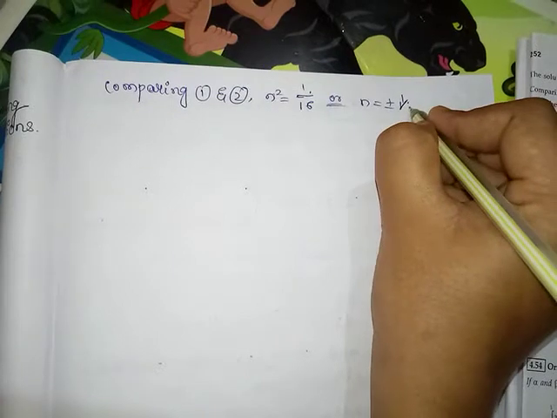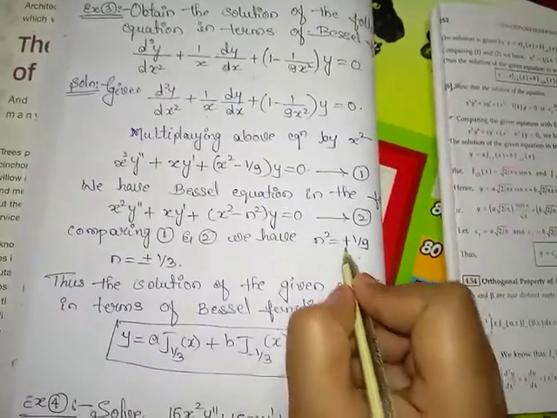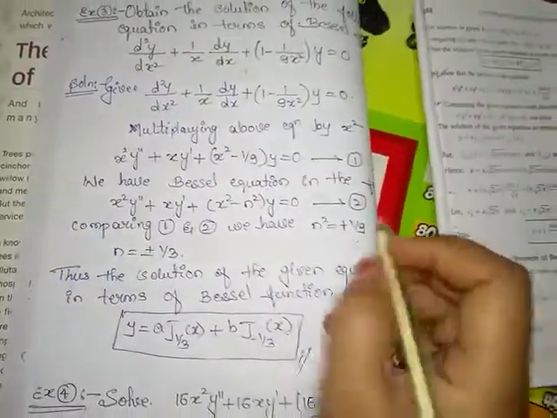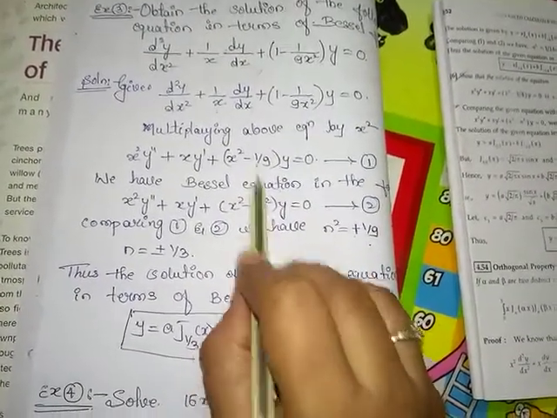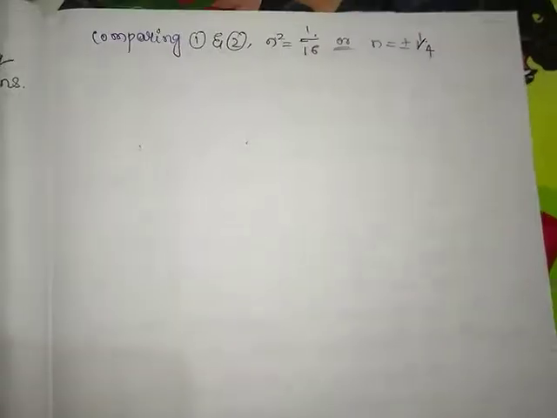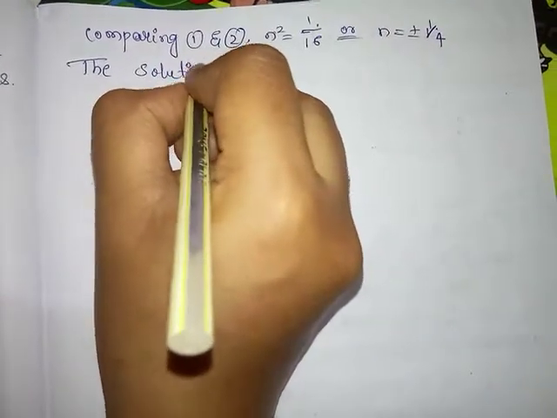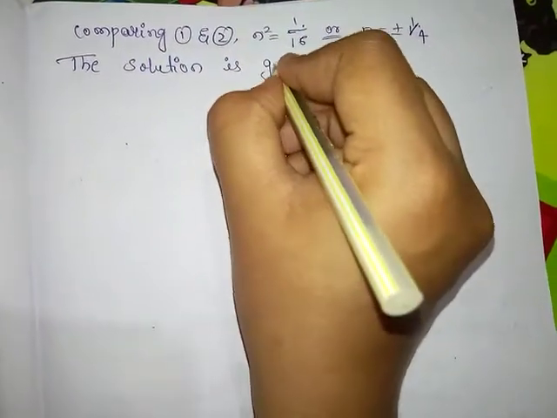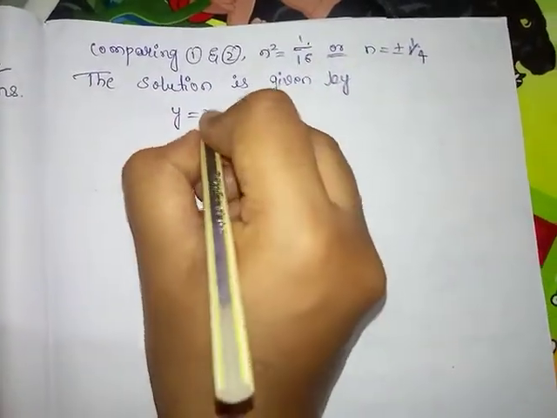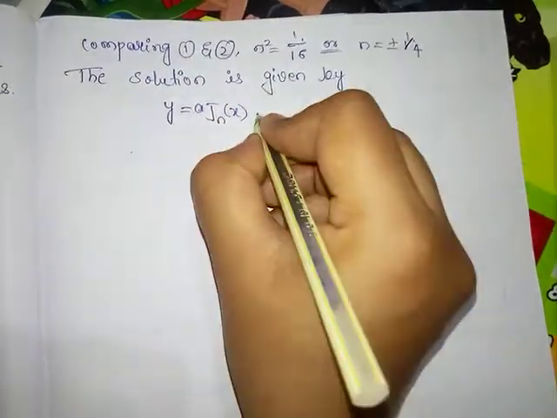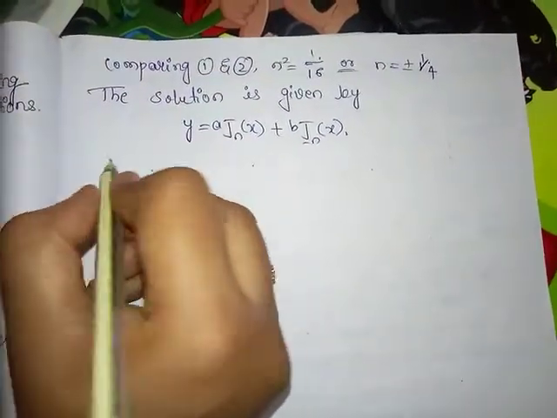1 divided by 4. See here n square is plus 1 by 9 in the previous example, because if it were minus we would have imaginary roots. Sorry, this is our general form. We already have a minus, this is also minus n square, meaning the n square value is 1 by 9 only. Now the solution is given by y is equal to a into J n of x plus b into J minus n of x.